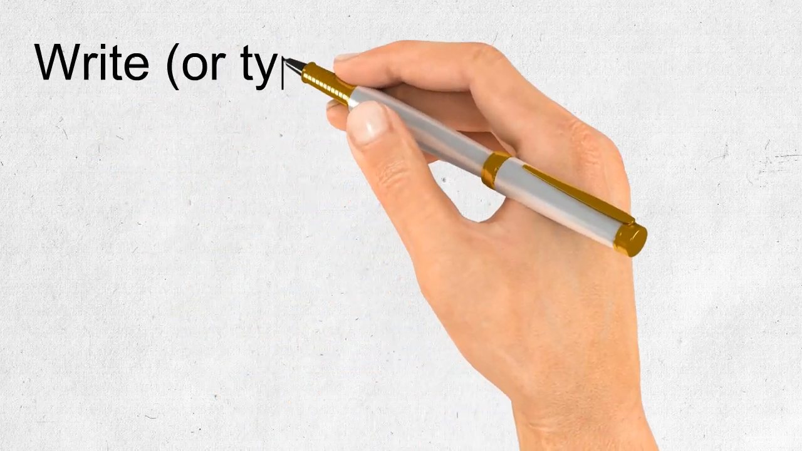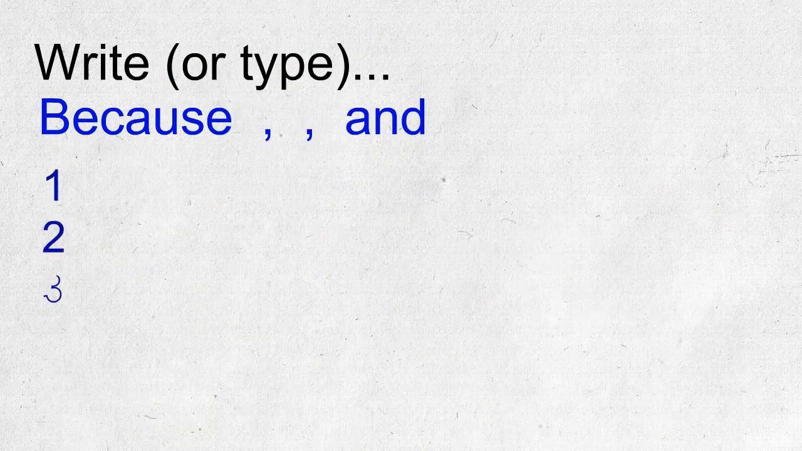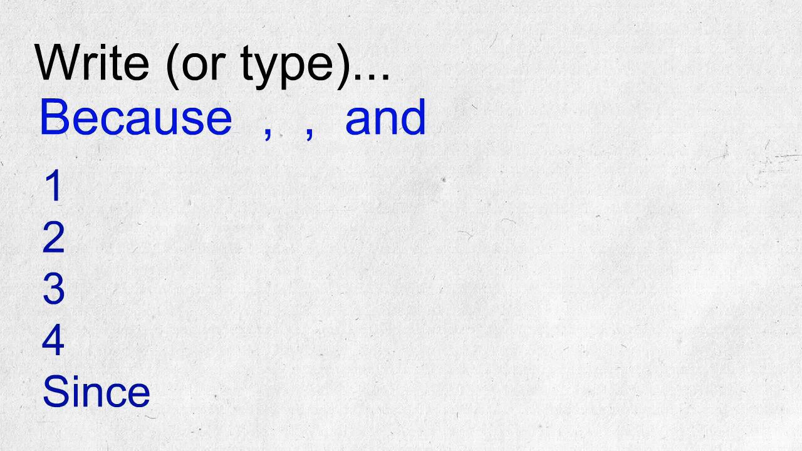So take a piece of paper and write or type because, comma, comma, and 1, 2, 3, 4, and then the word since. This is going to be our outline.